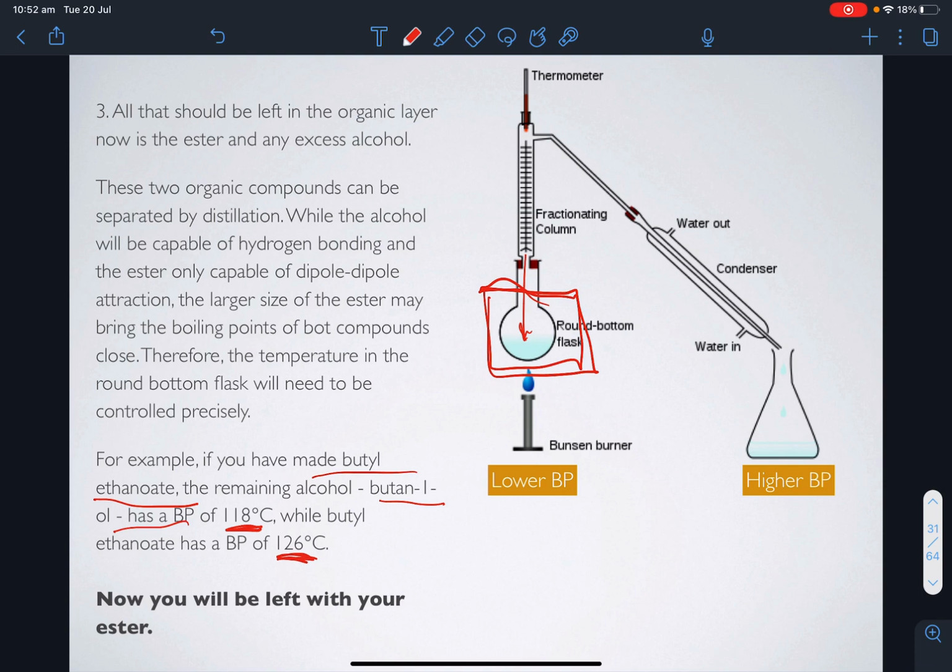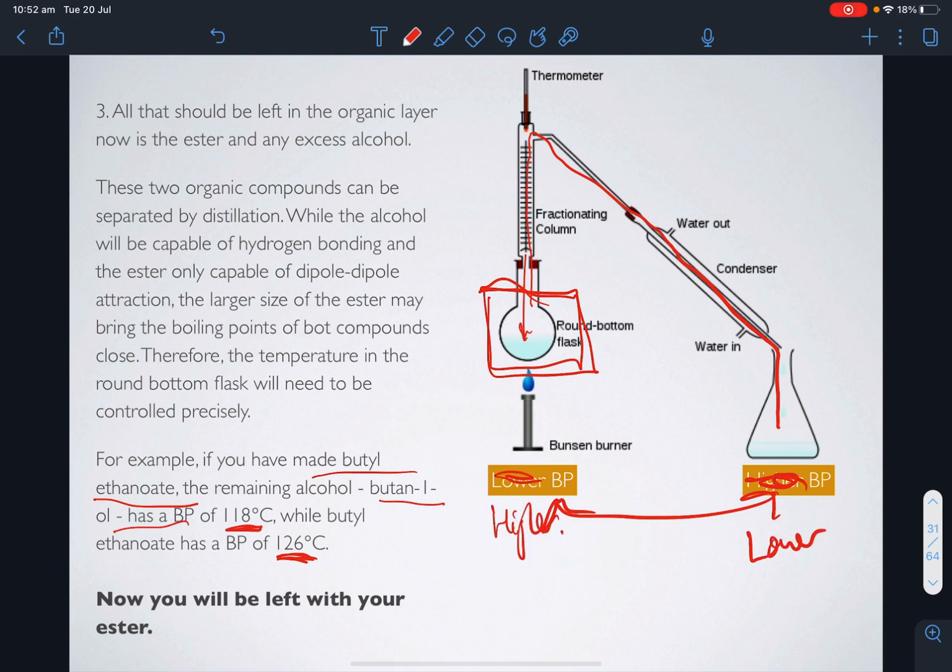So remember, the thing with the lowest boiling point is going to travel up the column and then be condensed and drop down here. Have I got that around the wrong way in my notes, haven't I? Oh, that's terrible. So this one is going to be the lower boiling point, and this one's going to be the higher boiling point. How embarrassing. I'll fix that up. So the higher boiling point is going to stay there as a liquid, and the lower boiling point is going to come on through. So it depends on your ester and your alcohol.